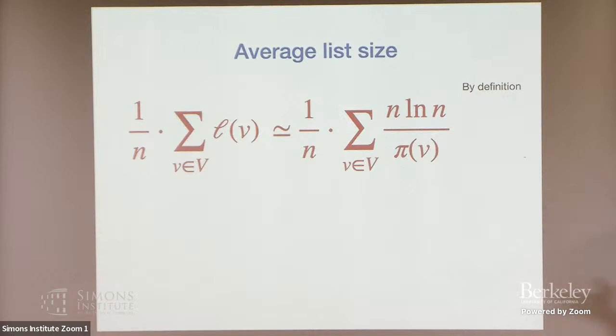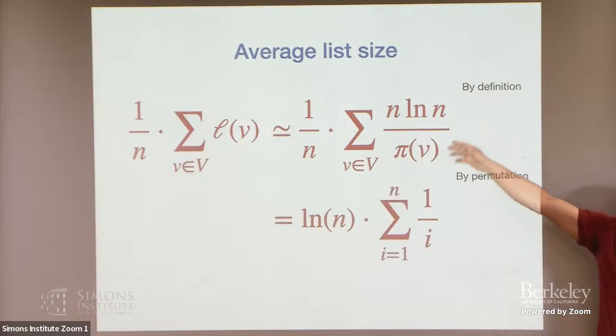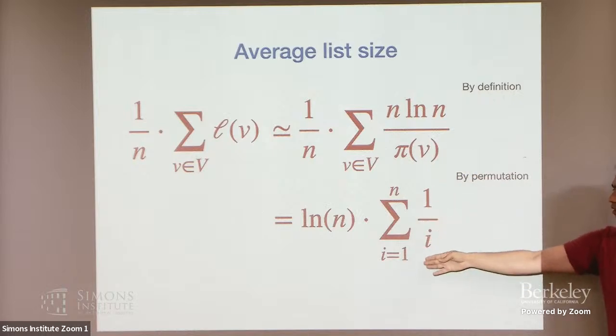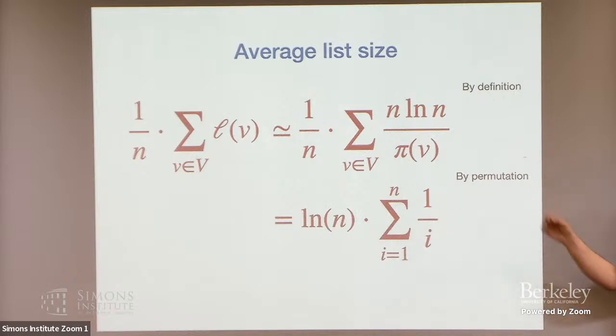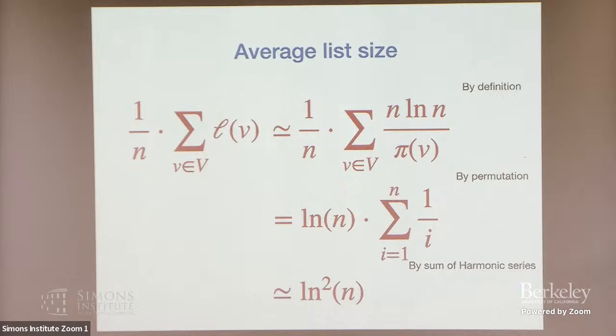At this point, you'll see the average list sizes are small. Because this n log n, take it out, you have a log n factor, and then you have a sum of harmonic series, okay? So you get log squared. So this way, if we do it, we are going to sample order log squared n colors only. Sounds good? QED.